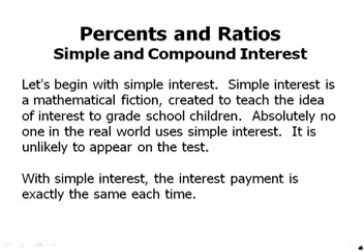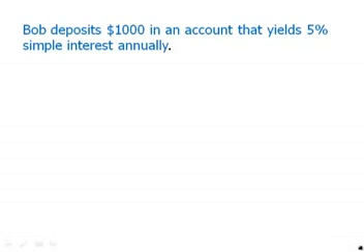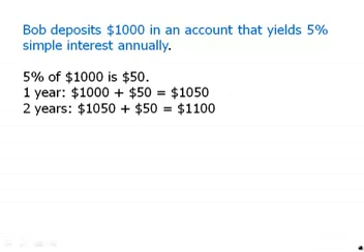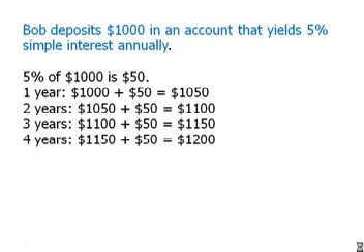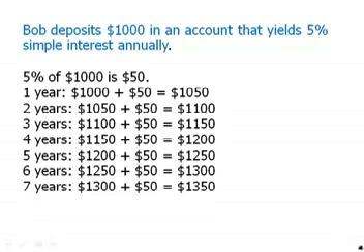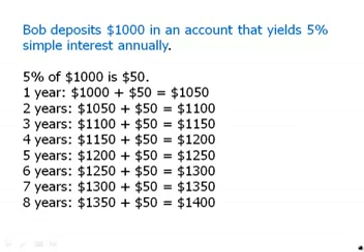With simple interest, the dollar amount of the interest payment is exactly the same each time. So let's think about this. Bob deposits $1,000 in an account that yields 5% simple interest compounding annually. Well, 5% of $1,000 is $50. So what this really means is that every year Bob is going to get another $50 worth of interest. So in the first year, $1,000 plus 50, we get $1,050. Then in the second year, we add $50 again. Then we add $50 again. In each year, all we're doing is adding that same amount, $50. And so the account is rising by $50 each year. The exact same dollar amount is added each time.